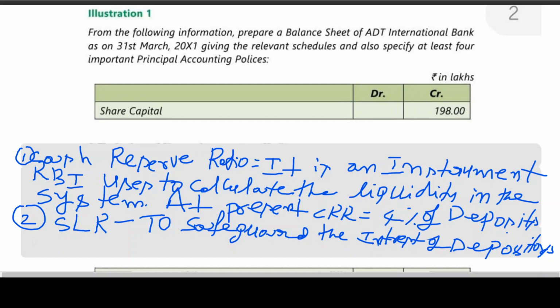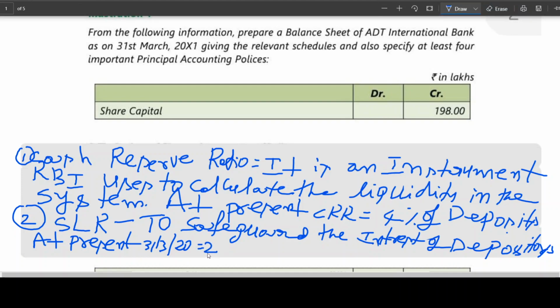But statutory liquidity ratio is to be calculated on liquid assets. Please remember, statutory liquidity ratio is to be calculated on liquid assets. At present, this is for information, it is 19%. Sorry.